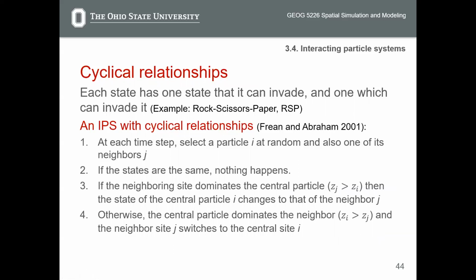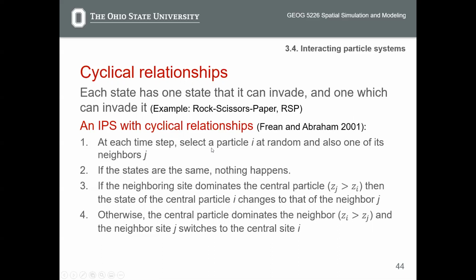The third type here is even more complex. It's called cyclical relationships. Each state has one state that it can invade and one which can invade it. It's like the rock, scissors, paper game. Rock beats scissors. Scissors beat paper. And paper beats who? Beats rock. So IPS with cyclical relationships was proposed by these two scientists in 2001.